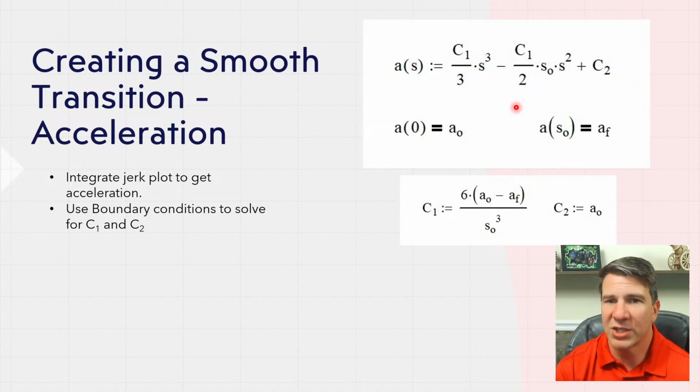Our boundary conditions are our initial acceleration right here is some value A0. Our final acceleration at the end of our track length, S0, is going to be linked to some variable. And then when we solve for C1 and C2, we get these.